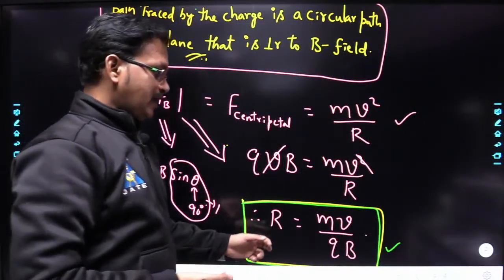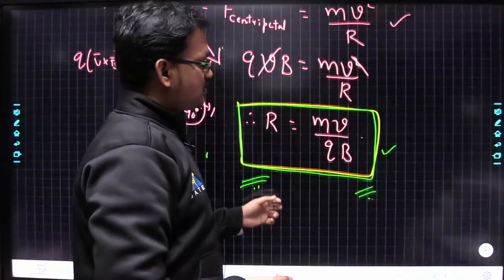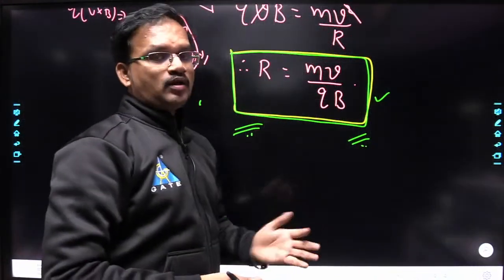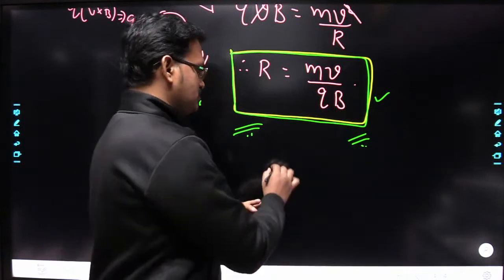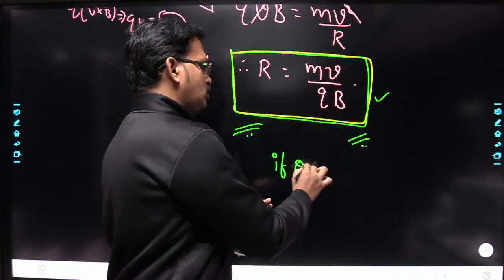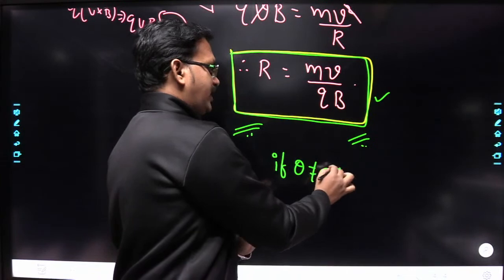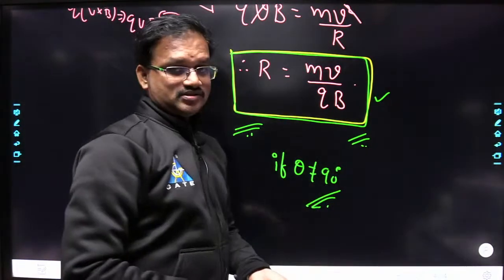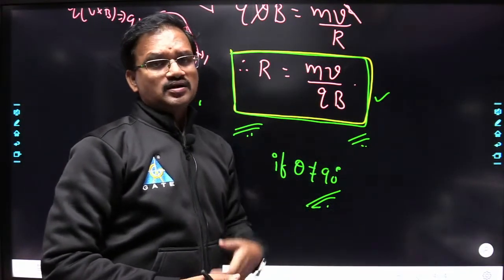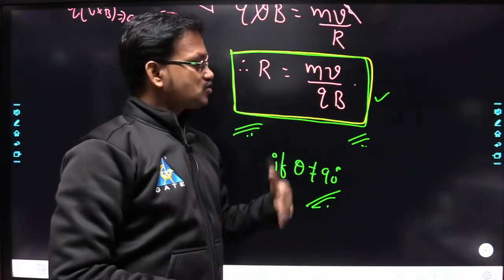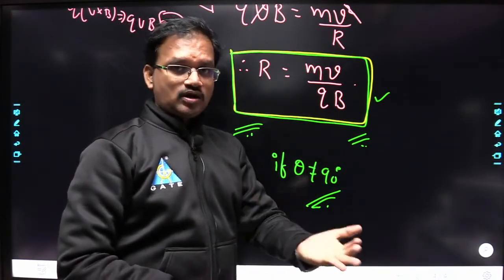Okay, so with this I am winding up the session for today. Tomorrow we will see what happens if theta is not equal to 90 degrees. Then what is the path traced by the charge? All these things we will see in tomorrow's session.